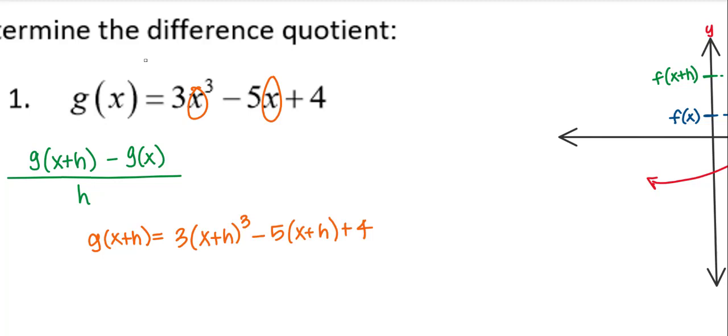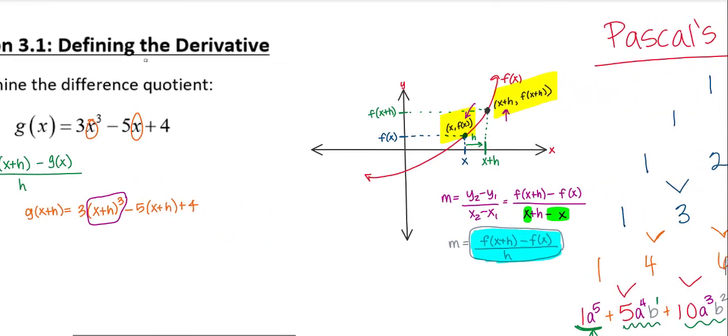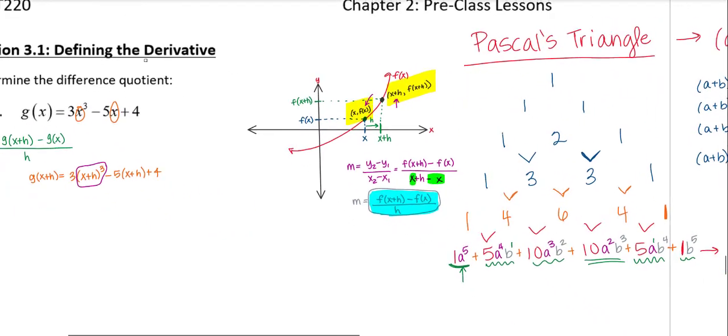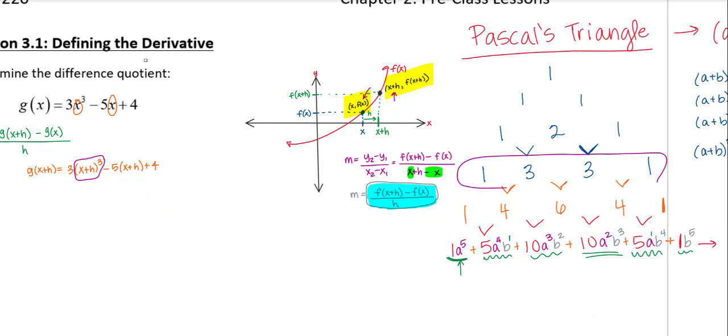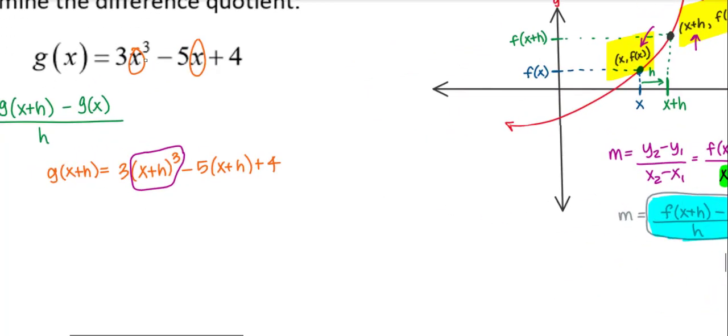This is the part where Pascal's triangle might be helpful to us, because we do have to cube this binomial here. It looks an awful lot like that quantity a plus b cubed that we looked at, or the third row of that Pascal's triangle. If you wanted to look back and reference, here it is right here. It's the 1, 3, 3, 1. Let me show you how that works.